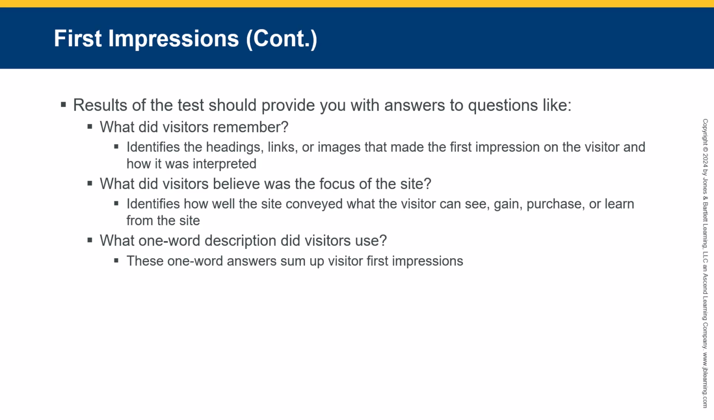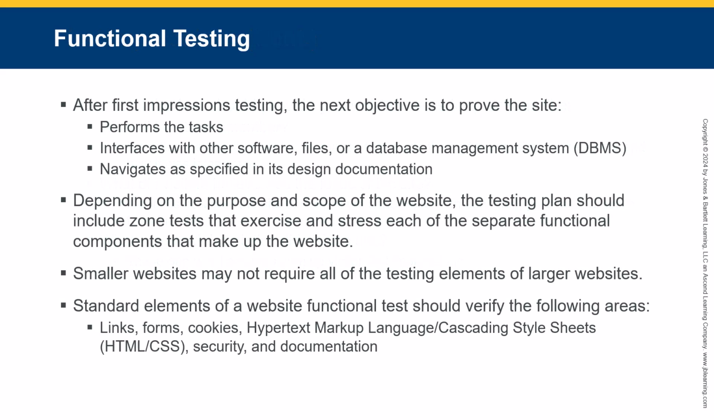After first impressions, we have our functional tests. And that is another major objective, that you have to prove that it performs whatever tasks you said were important. It interfaces with other software or files or database systems, navigates as specified, and it flows according to the design documentation, that it works. So depending on the purpose and the scope of the site, testing should be planned. You should include test zones that exercise and stress each of the separate functionality.